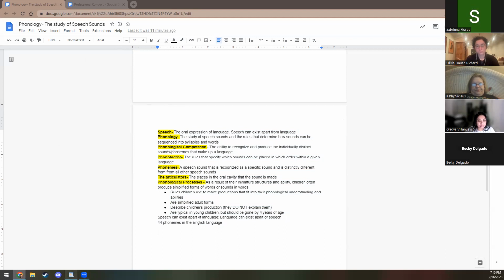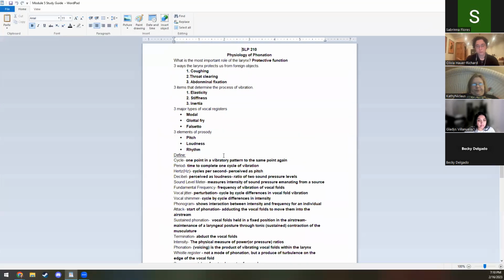So then 210. This is what I have so far. Let me know if anything's wrong. I did this last minute yesterday and I didn't get to double check my work on this. So what is the most important role of the larynx? It is a protective function. Three ways that it protects us from foreign objects are coughing, throat clearing, and abdominal fixation.